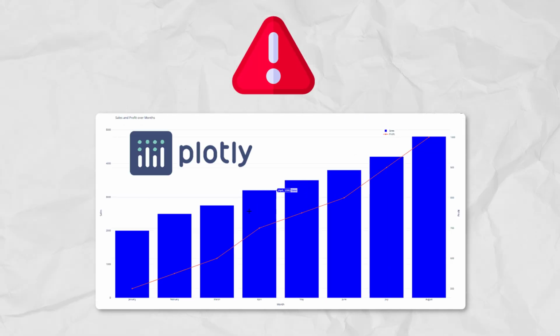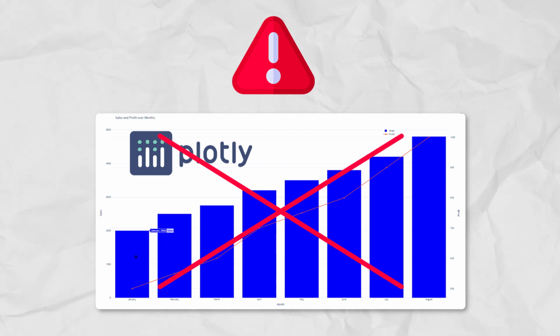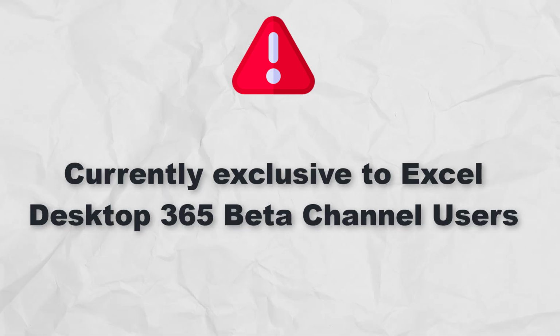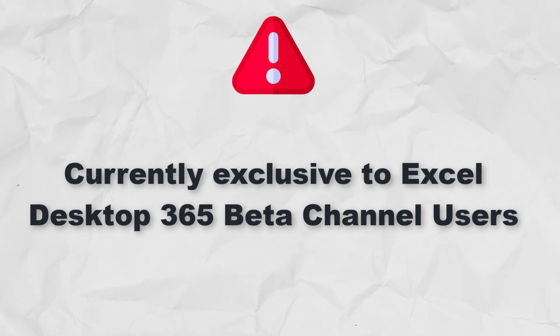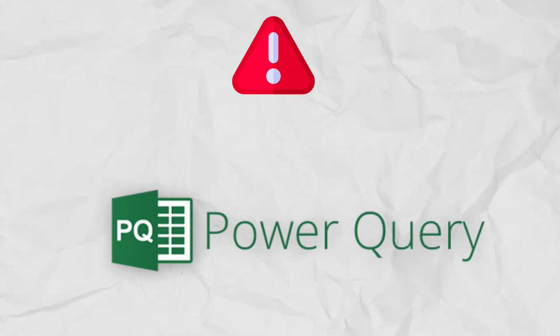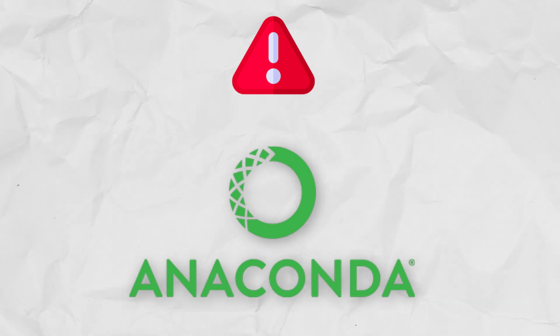Lastly, before you go, let me highlight some limitations. As of now, animated Python charts, like those from Plotly, aren't supported. Also, the Python functionality is currently exclusive to Excel Desktop 365 beta channel users, and it only works on Windows at the moment. Another constraint is that you cannot connect to external files using Python. So if you want to connect to other files and folders, you would need to use Power Query for this. Moreover, only the libraries supported by Anaconda are available for use. So if there's a third-party package that isn't part of the Anaconda distribution, you won't be able to use it.